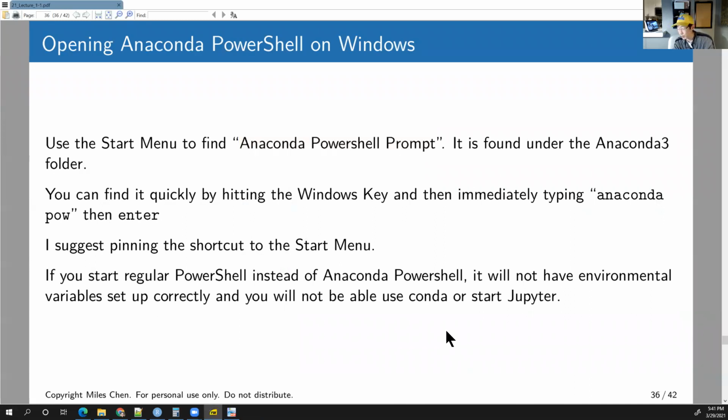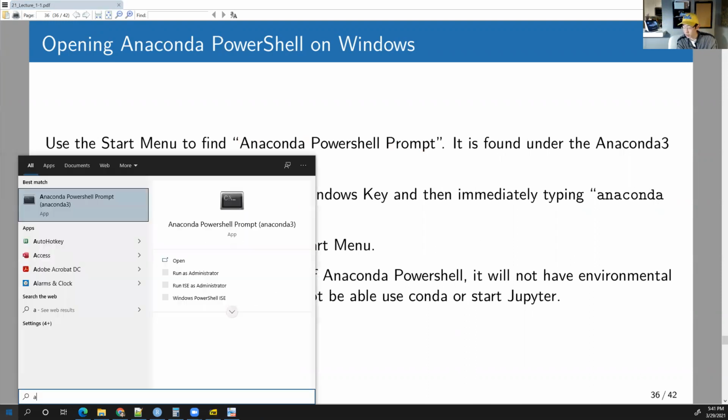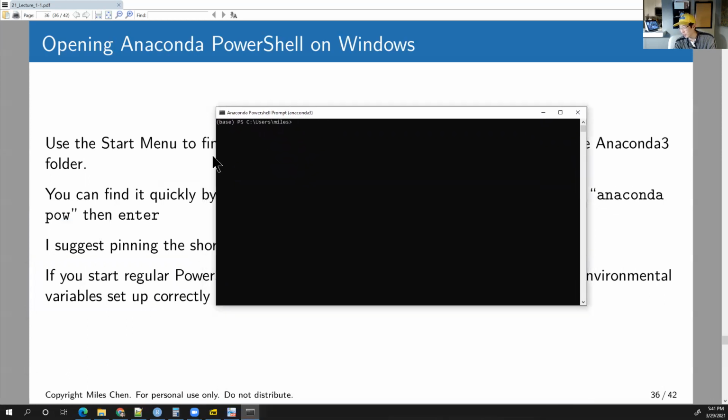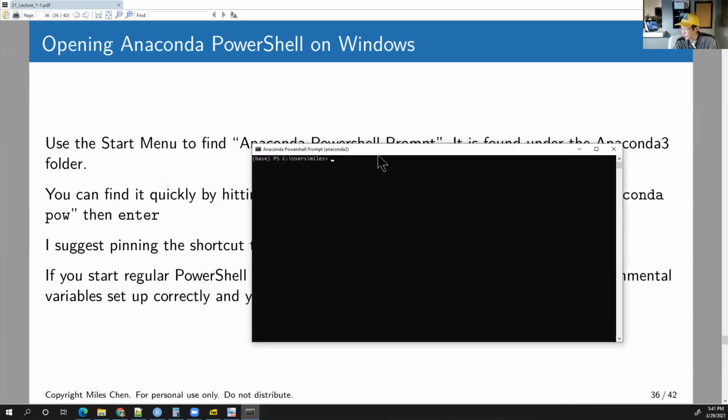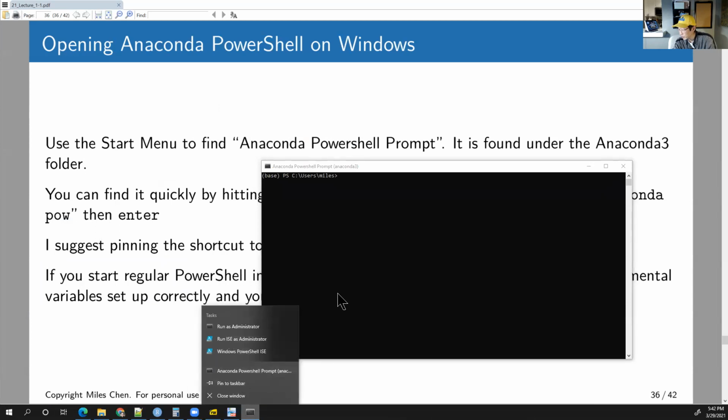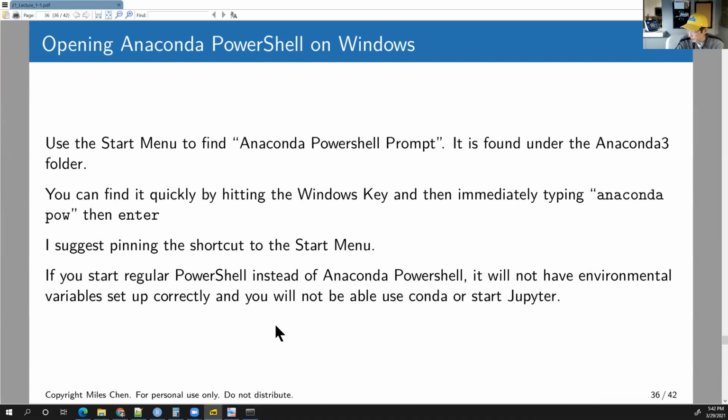I'm a big fan of just using the keyboard, so you can hit the Windows key and just start typing Anaconda. You'll have a few different things that show up here, but because I've typed out Anaconda PowerShell Prompt before, it's going to show up as the most recent best match, and I can just hit enter and it will start it. Sorry, I have two screens, so it keeps showing up on my other screen. All right, so this is Anaconda PowerShell Prompt. This is our shell, and I suggest pinning this to the start menu or to your taskbar.